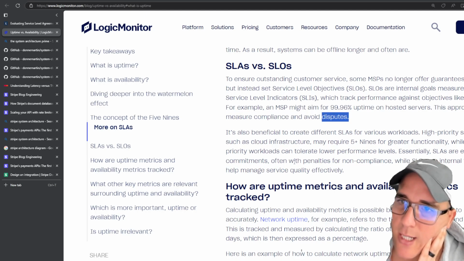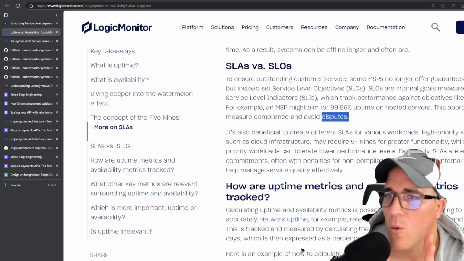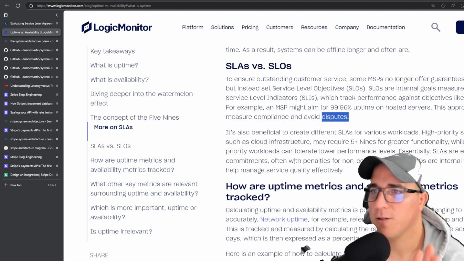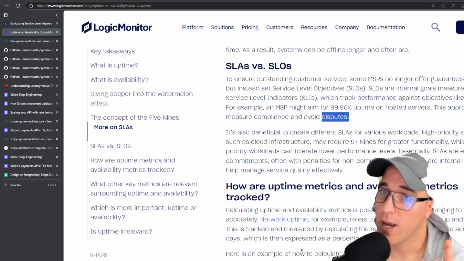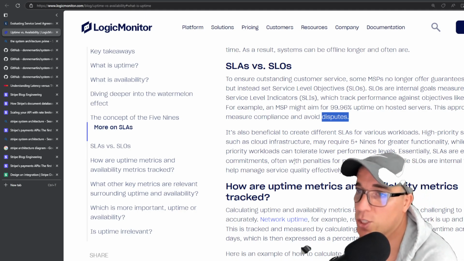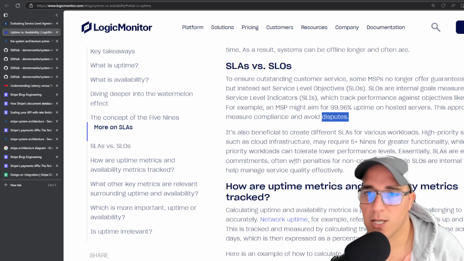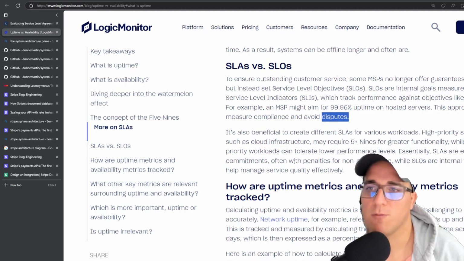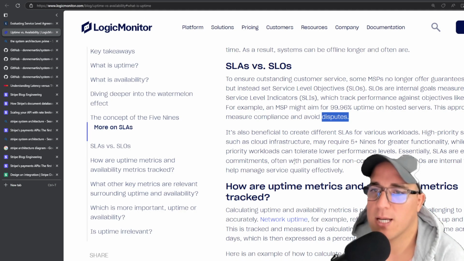Basically, you say that your service level agreement is this, but your SLOs are these, so they are different. Maybe you have a bandwidth to work with and say, hey, we have this specific commitment, but we also told you that our target is this number, and you have some space in between these two target numbers, so you can resolve disputes with the customers if any of these issues happen. It's also beneficial to create different SLAs for various workloads.